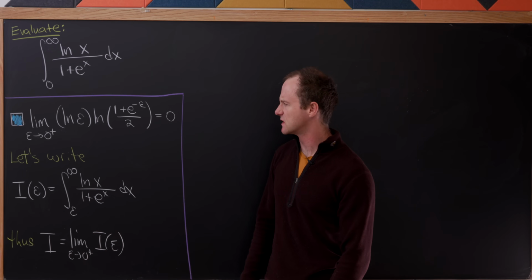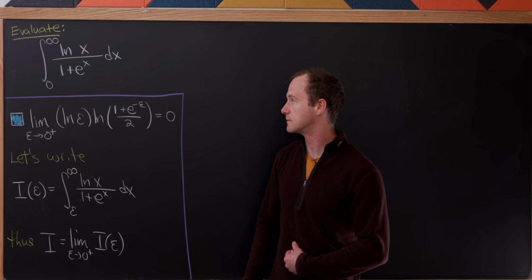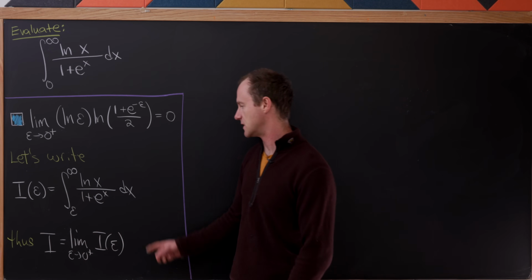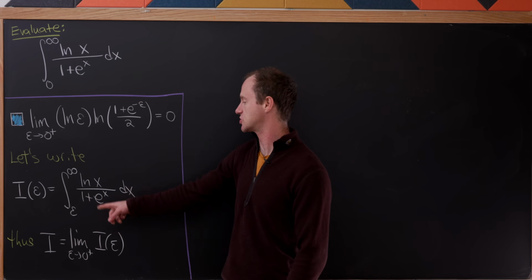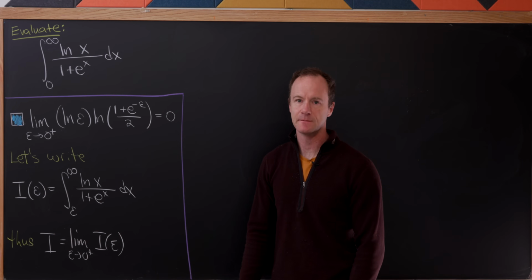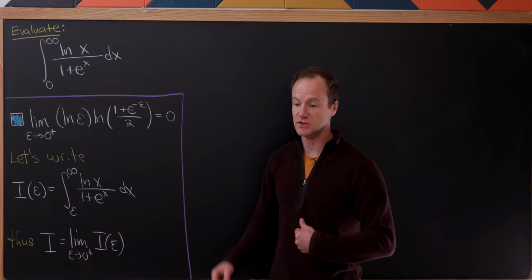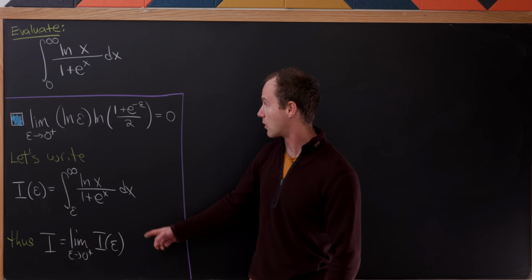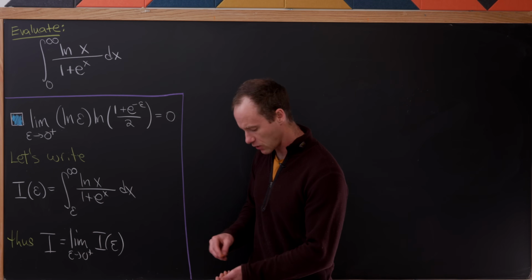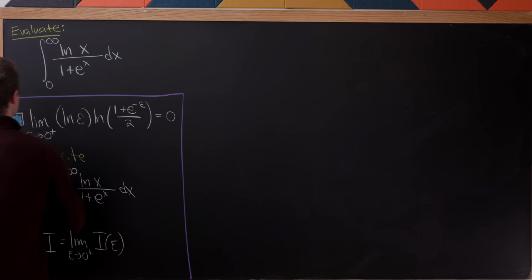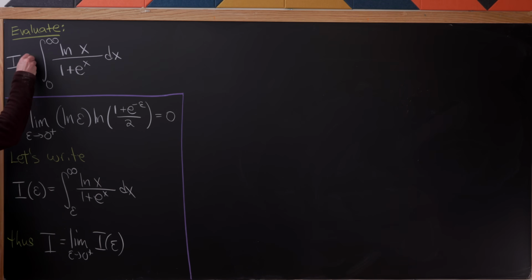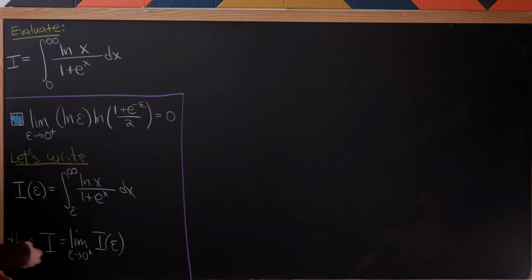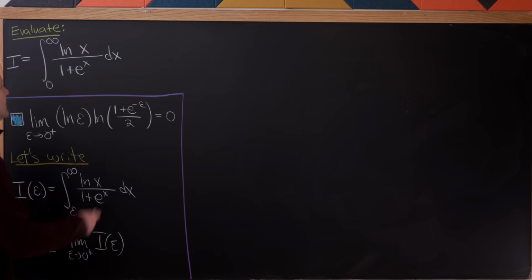And now let's introduce a little bit of notation that'll help us out. Let's set I of epsilon equal to the integral of the same function from epsilon to infinity. And notice under this new notation, our goal integral, which I'll call I now, is equal to the limit as epsilon goes to 0 from above of I epsilon. Okay, so now I think we're set up nicely to really get started here. So let's move with this.